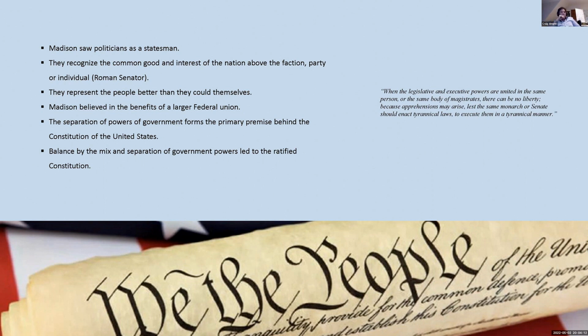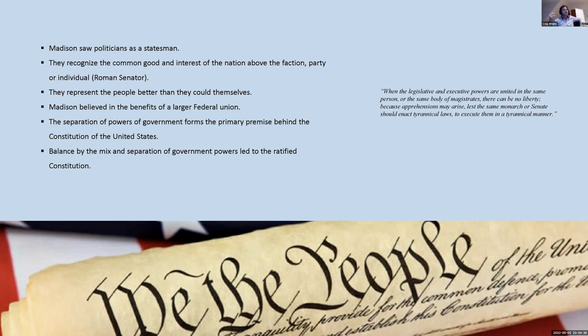So now, ruling power within government should also not be factional. To quote old Madison there again, it may be concluded that a pure democracy, by which I mean a society consisting of a small number of citizens who assemble and administer the government in person, can admit of no cure for the mischiefs of faction.